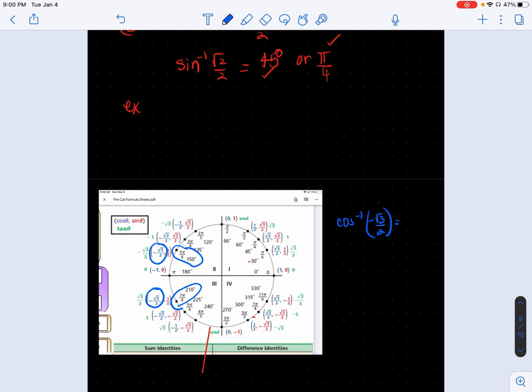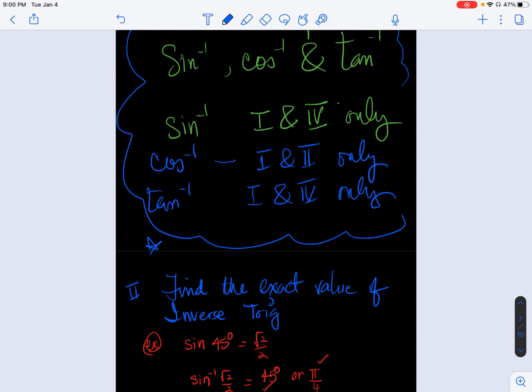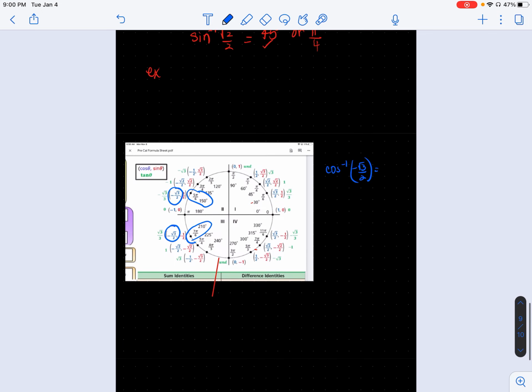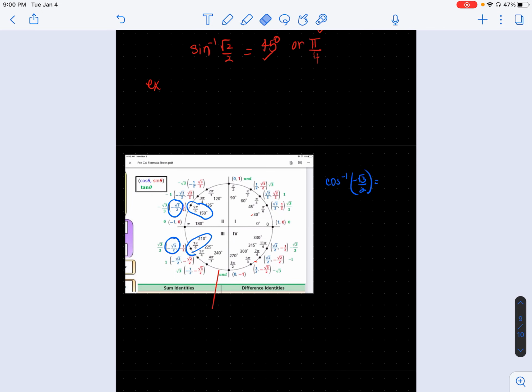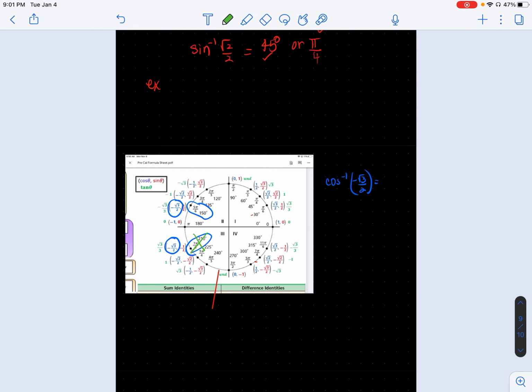Well, that's when the restrictions come into play. And again, cosine inverse is restricted to quadrant 1 and 2 only. So you would say, wait a second, I will have to ignore the 7 pi over 6 because that's not in quadrant 1 and 2, and the only answer is 5 pi over 6 if asked in radians, or 150 degrees if asked in degrees.